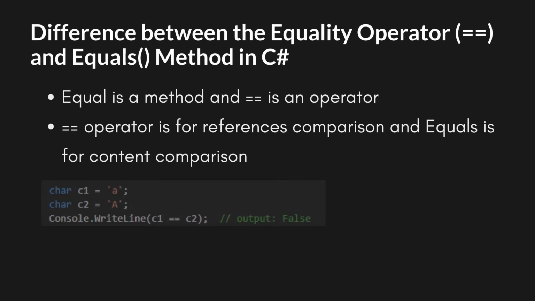What is the difference between the equality operator and the Equals method in C#? Equals is a method and the equality operator is an operator. The equality operator is for reference comparison, and Equals is for content comparison.